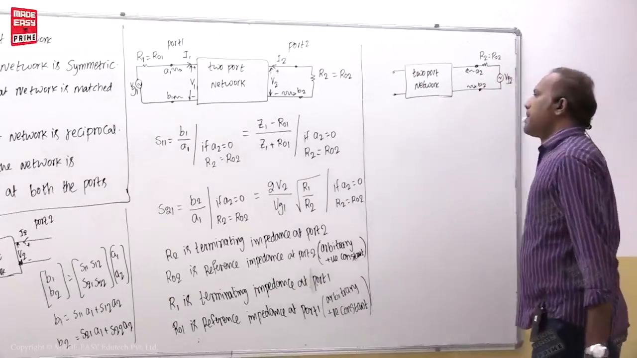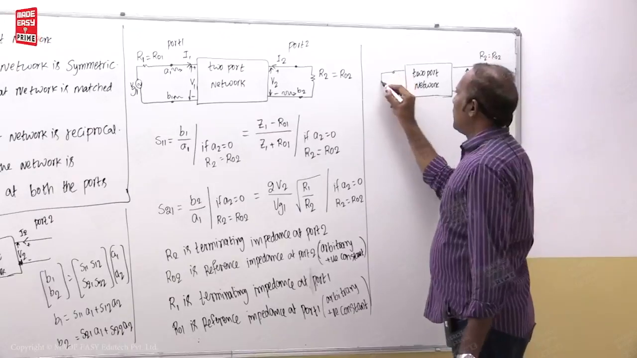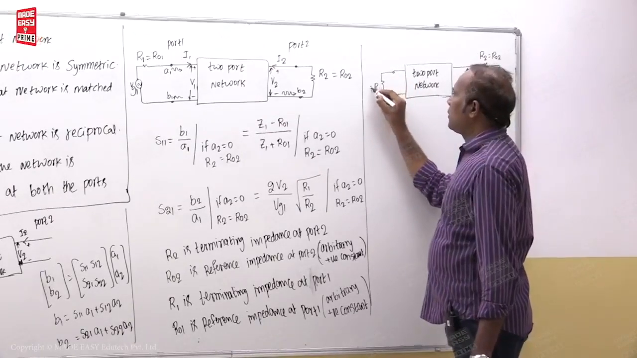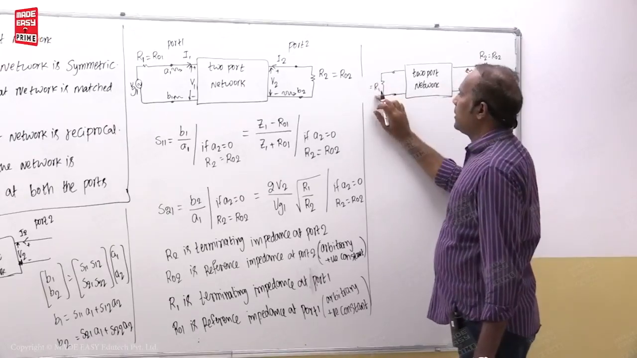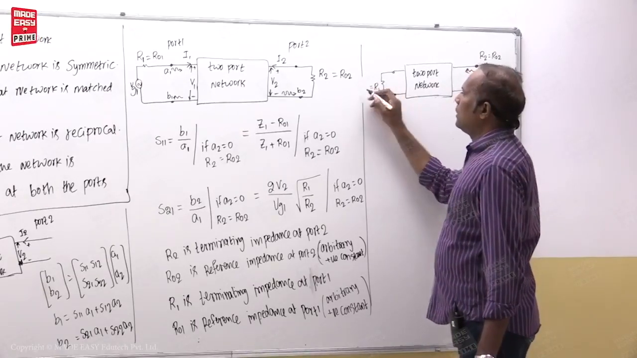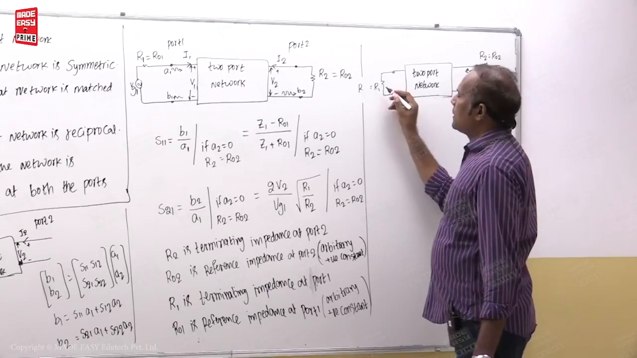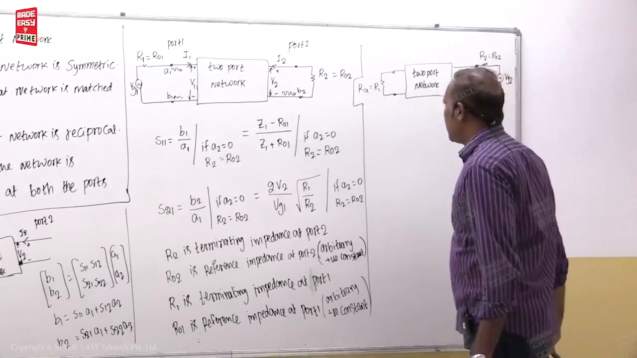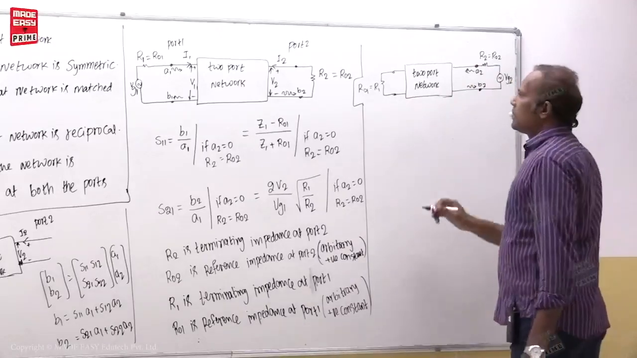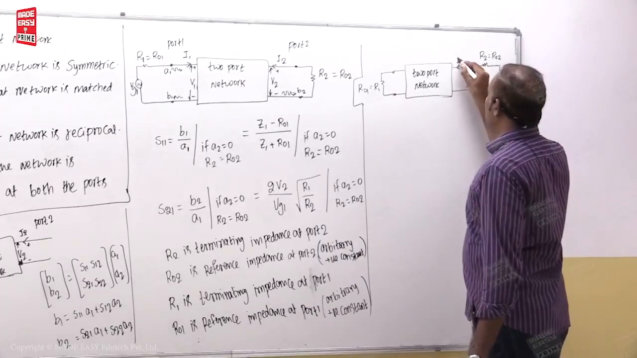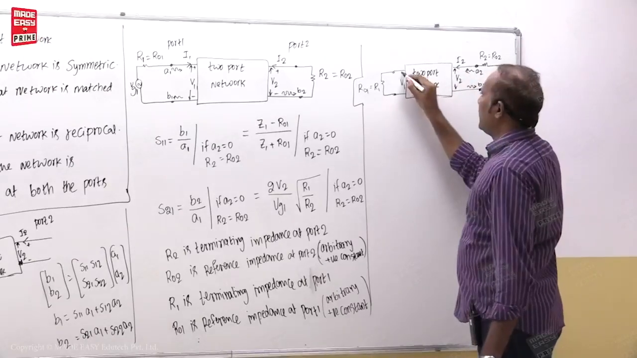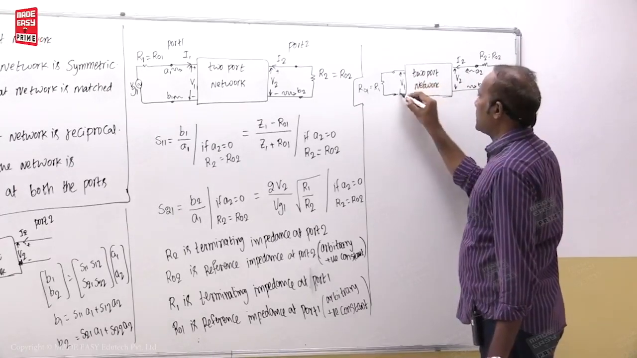This is port 1. Whatever is connected at port 1 is called R1. That R1 is equal to the terminating resistance at port 1, that means the load impedance at port 1. R01 is the reference impedance at port 1. Similarly, this one is I2, this one is V2, and this one is V1, plus minus.